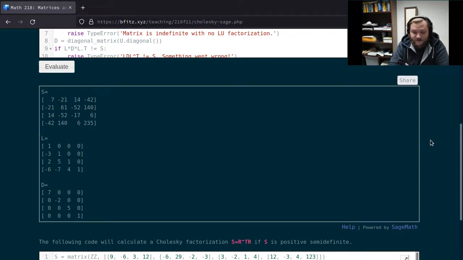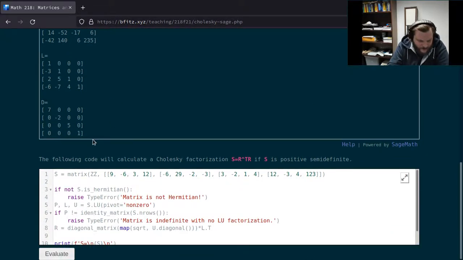And then finally, we can use LDL transpose to produce a Cholesky factorization, which expresses any positive semi-definite matrix S as the Gramian of R, where R is an upper triangular matrix with non-negative diagonal. Remember, in this situation, R equals root D times L transpose. I've predefined a matrix S here, but you should feel free to replace S with your favorite real symmetric matrix, and click evaluate.